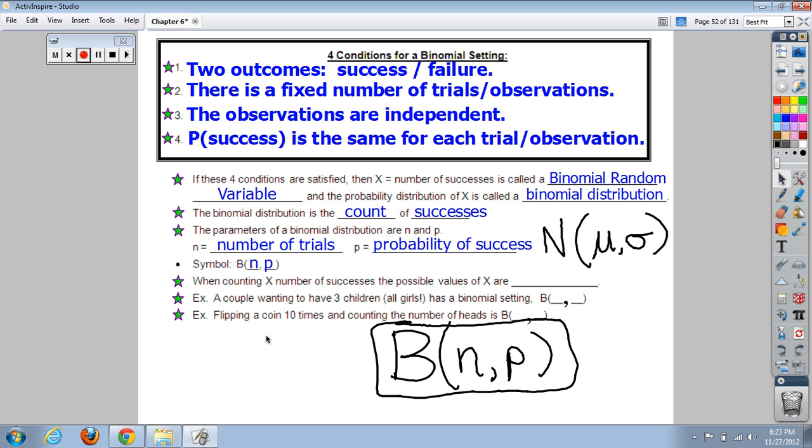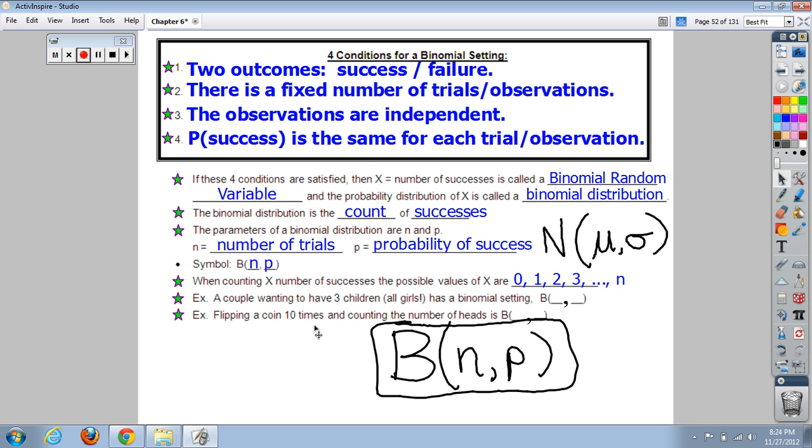When counting x number of successes, the possible values of x are 0. You could have a chance where you don't have any successes. 1, 2, 3, all the way up to n, your number of trials. If you're going to flip a coin 10 times, there is a chance that you could have 10 heads out of 10 flips. So it's 0 all the way up to however many times you're doing whatever.